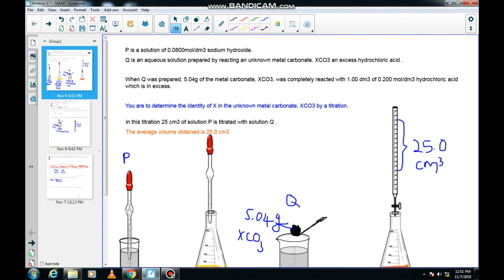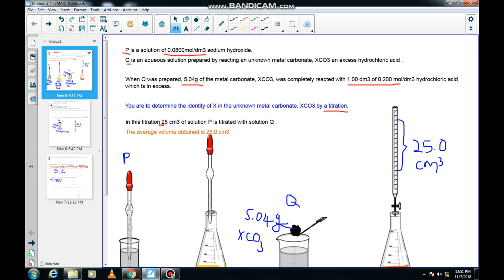The question says P is a solution of 0.08 moles per decimeter cube sodium hydroxide, and Q is an acid solution prepared by reacting an unknown metal carbonate in excess hydrochloric acid. When Q was prepared, 5.04 grams of the metal carbonate was completely reacted with 1.00 decimeter cubes of 0.200 moles per decimeter cubes hydrochloric acid. You are to determine the identity of X and the unknown metal carbonate by a titration.